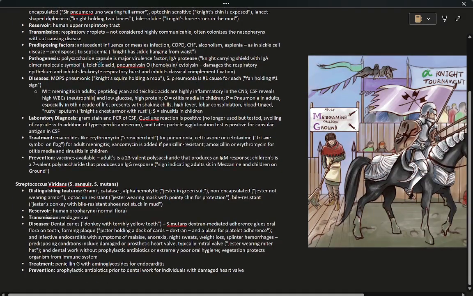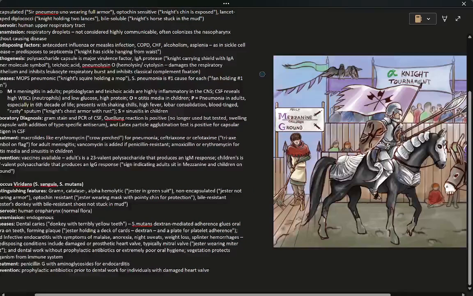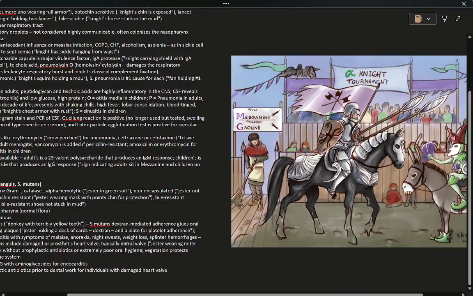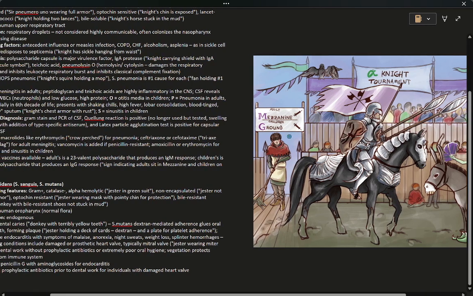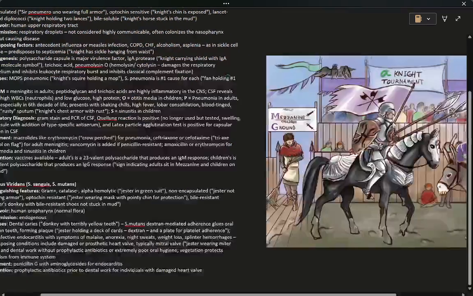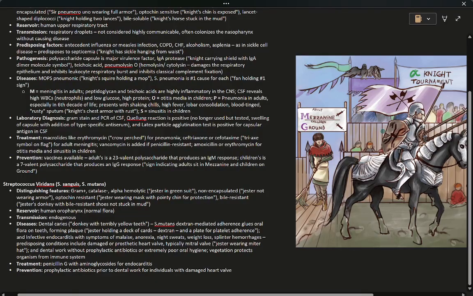For pathogenesis, the polysaccharide capsule is a major virulence factor. And then you also have the immunoglobulin A protease, and that is symbolized by the knight carrying the shield with the IgA dimer molecule symbol. So the shield here has a dimer symbol that is kind of shaped like the letter H, and it's supposed to represent the IgA dimer. And that helps you to remember that we have an IgA protease involved in the bacteria.